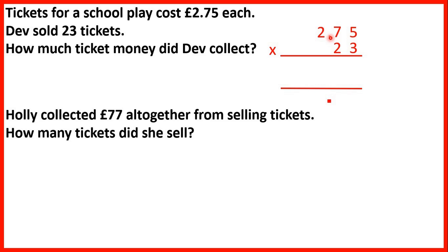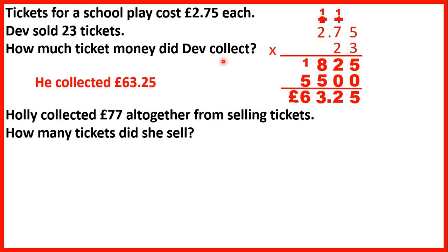Then we need to remember to copy down our decimal point, and now we can just multiply in the same way as if we had 275 times 23. So when we use column multiplication, we get £63.25. So that's how much money Dev collected.